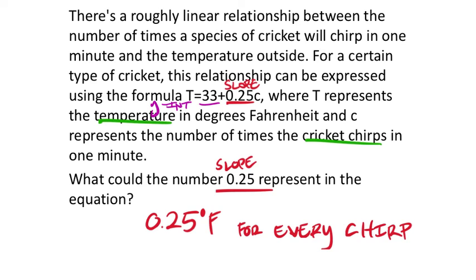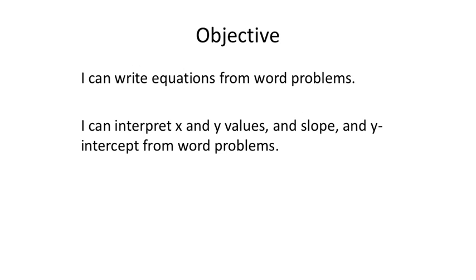So if you see a problem like this one, now you know what they're looking for, which again doesn't make a lot of sense given the values and the labels, but that's what they want, and you may see it. So there's our objective: I can write equations from word problems. I can interpret x and y values and slope and y-intercept from word problems. Again, we're looking mostly at equations in slope-intercept form.